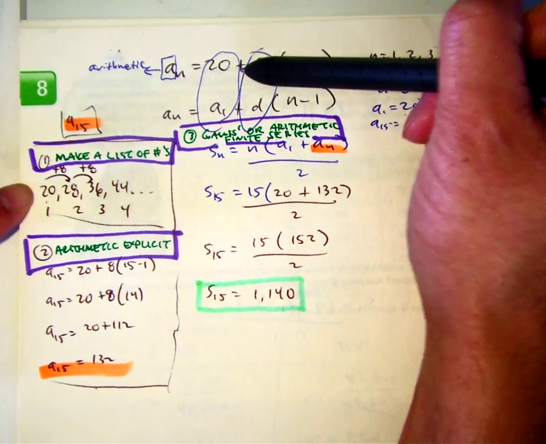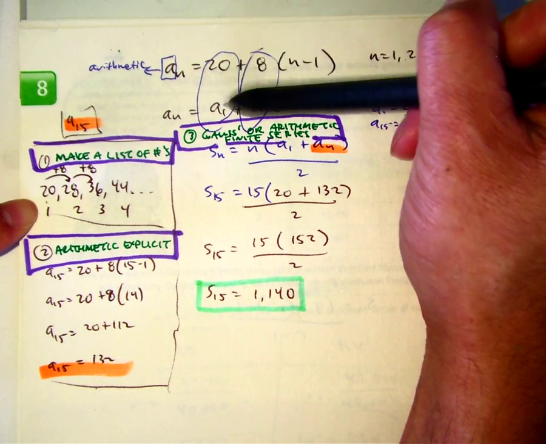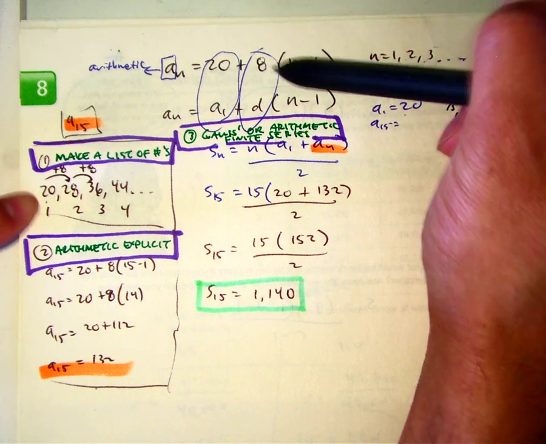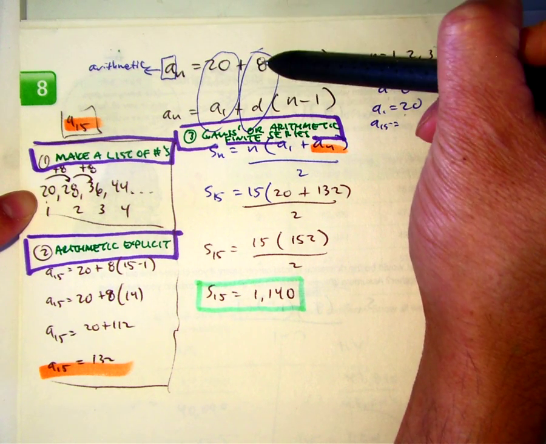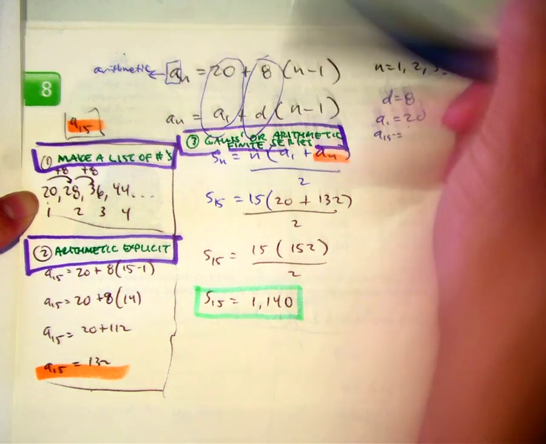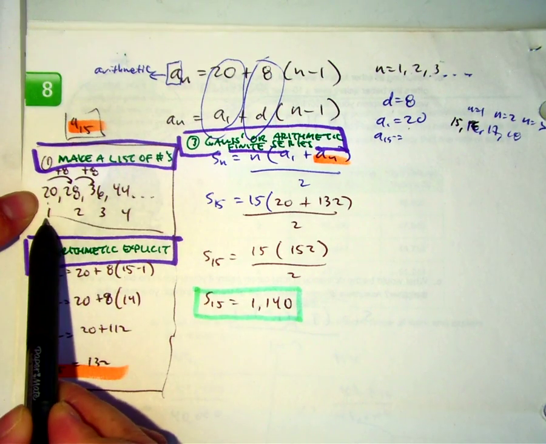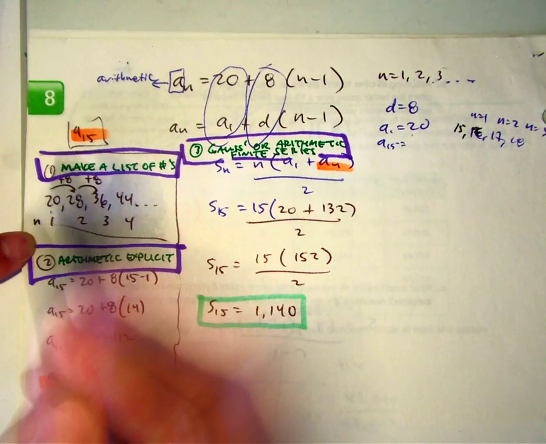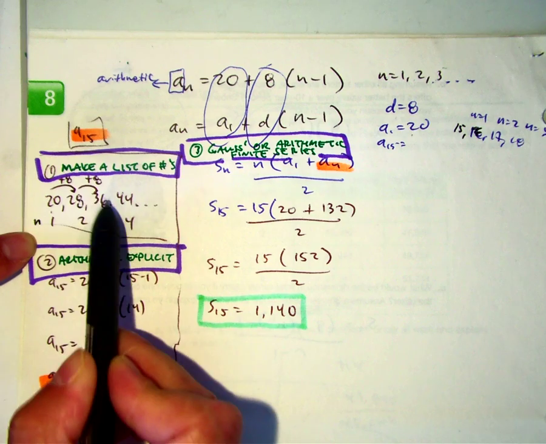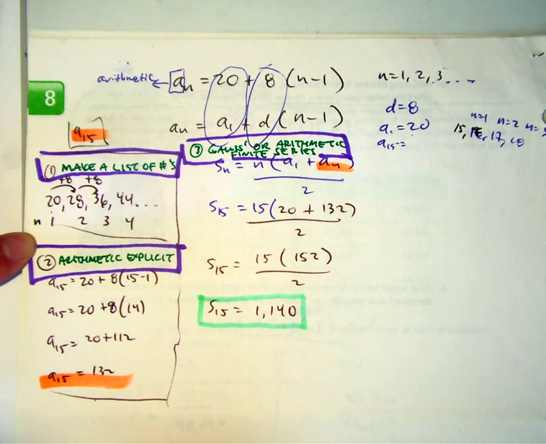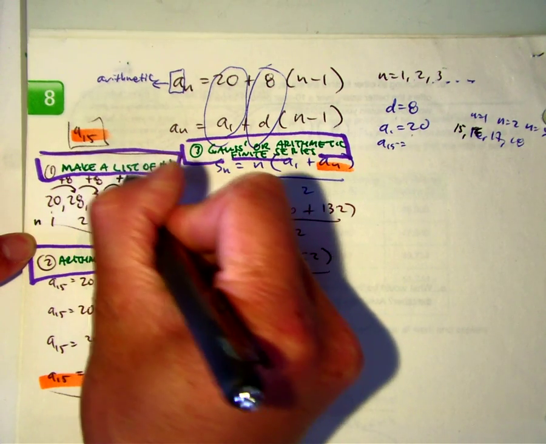So this is telling you the first number on the list is 20, and then your common difference is you're adding 8. So this is my first number on the list, so that's my n value, right? That's 28, then 36, then 44, because we just keep adding 8.